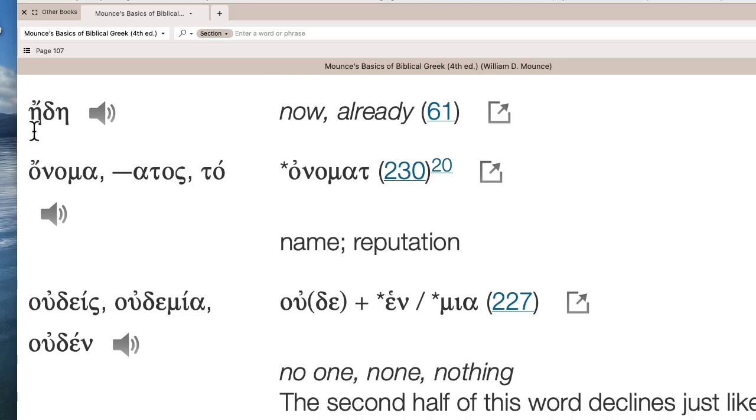Next we have the word ede. It means now or already, occurs 61 times.